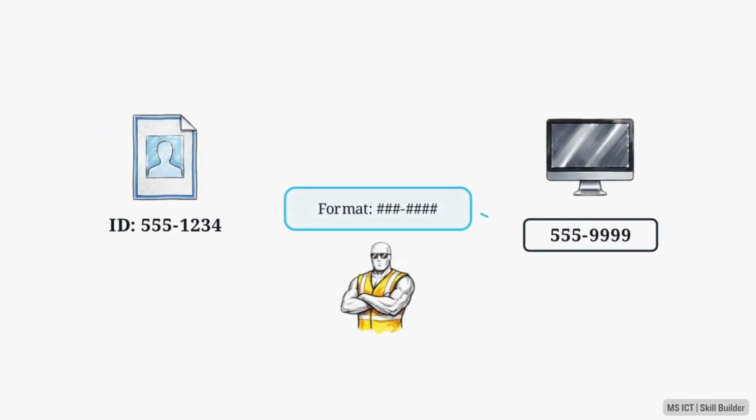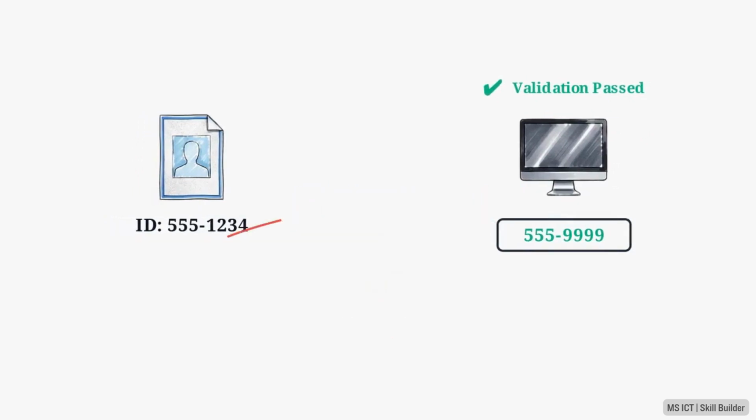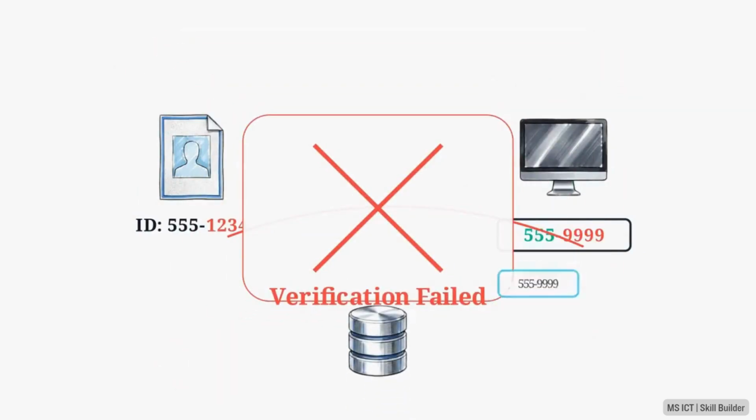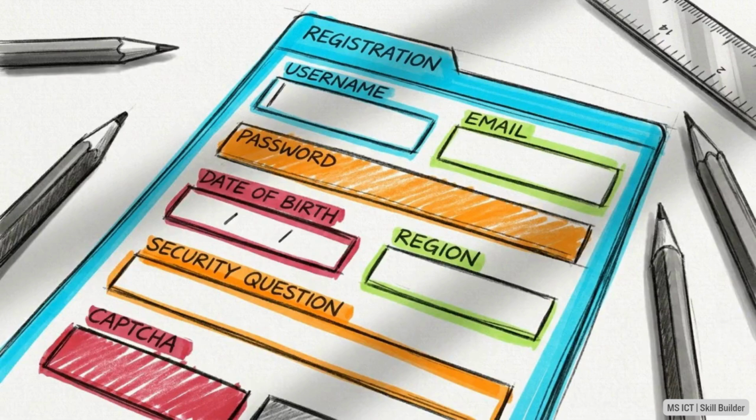An input might be mathematically reasonable to a computer, passing validation, but still be an inaccurate copy of the original document, failing verification. We can see exactly how these defenses work by building a standard video game registration form. Different input fields require different rules.